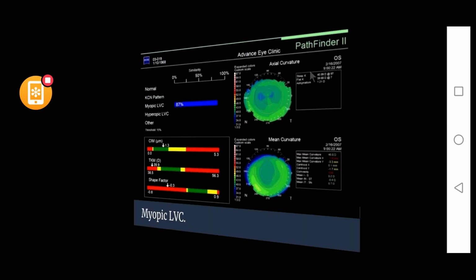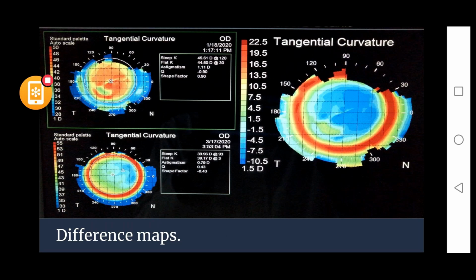This is something known as a difference map. We are almost done here, just a couple more slides. So this is a pre-operative and this is a post-operative tangential curvature map. And this basically tells you the difference between the pre-op and post-op. Again, it uses the same kind of scale. Any warm colors will tell you that the area is steepened as compared to before. Any blue regions or any cool colors will tell you that the area has flattened.